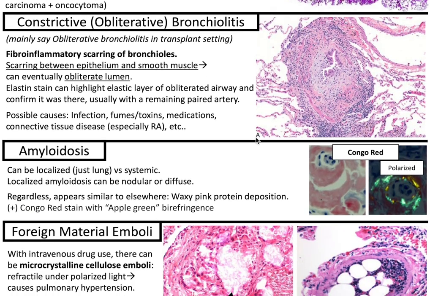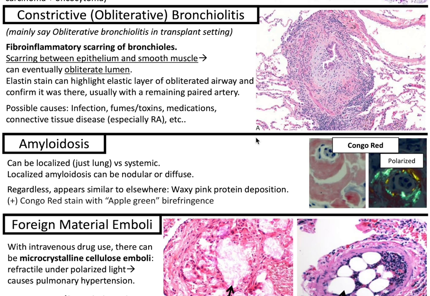Constrictive obliterative bronchiolitis, mainly say obliterative bronchiolitis in transplant setting. Here you'll see fibroinflammatory scarring of bronchioles. You'll see scarring between the epithelium and smooth muscle, and it can eventually obliterate the lumen. The elastin stain can highlight the elastic layer of the obliterated airway and confirm it was there, usually with a remaining paired artery. Possible causes include infection, fumes, toxins, medications, connective tissue disease, especially rheumatoid arthritis, etc.